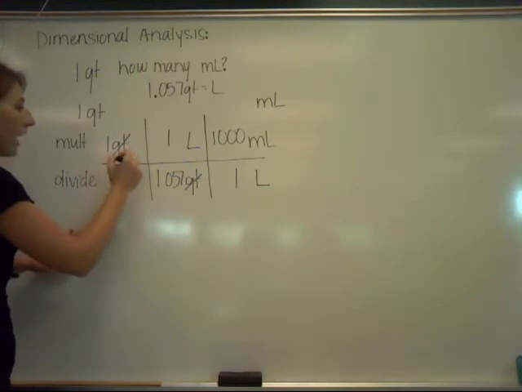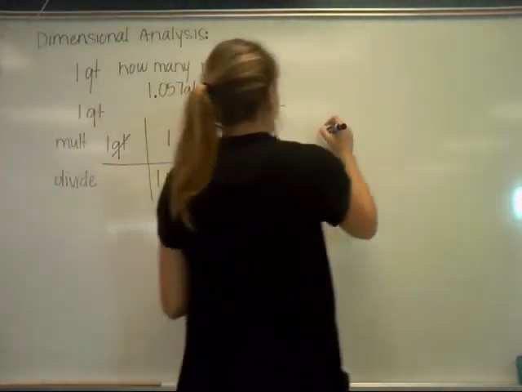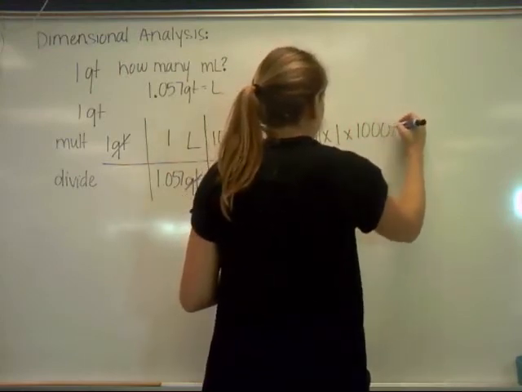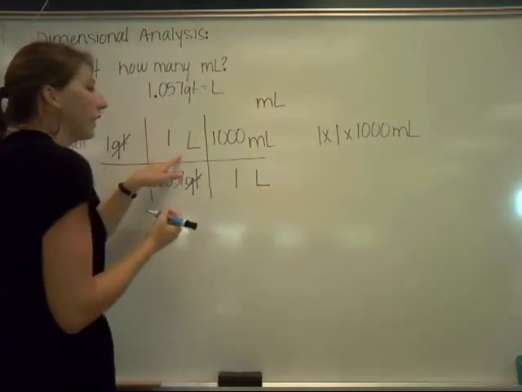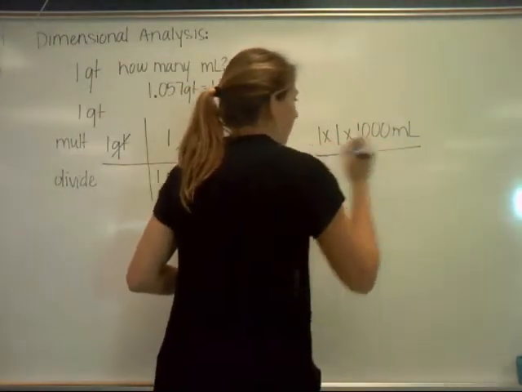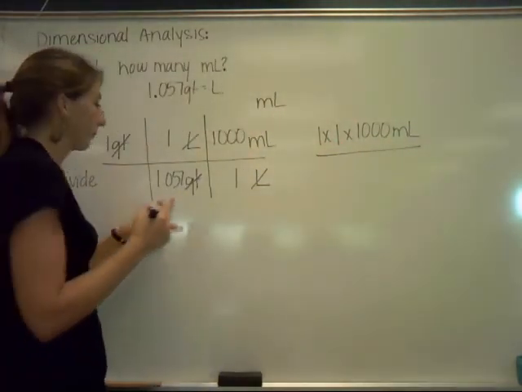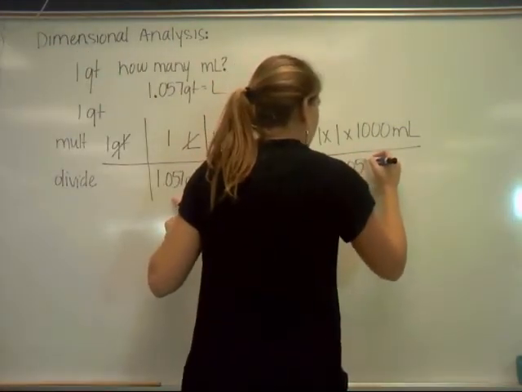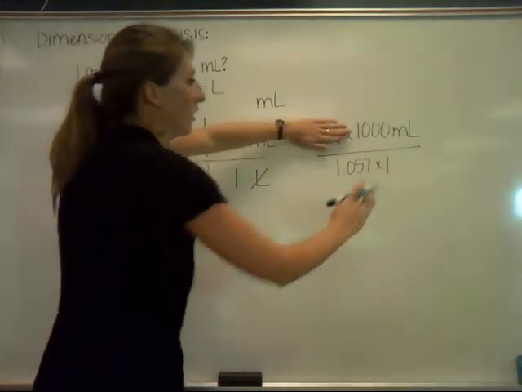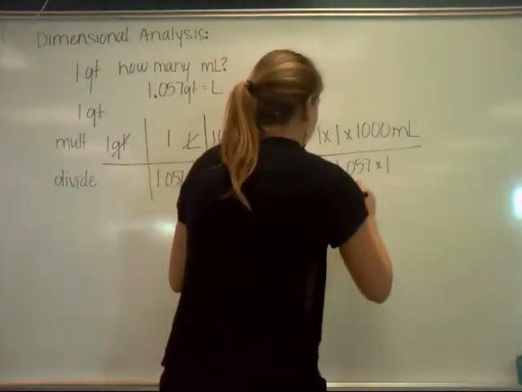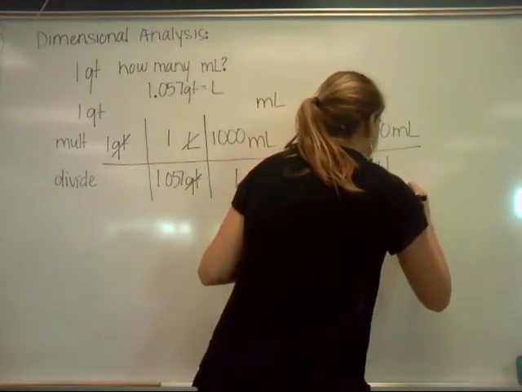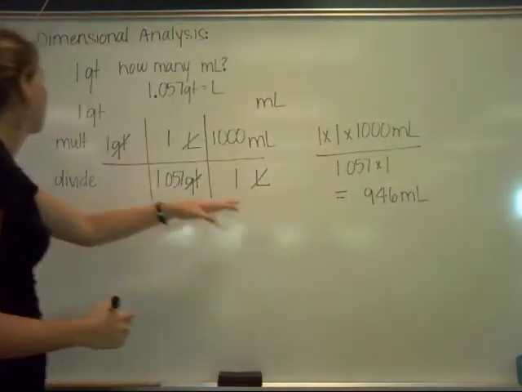Okay? Now I'm going to take everything on the top and multiply 1 times 1 times 1,000 milliliters. The reason I did not write liters was because this L and this L cancel out. Okay? That's everything on the top. Now I just have to look at everything on the bottom. 1.057 times 1. Okay? You could really get rid of these ones. And then you'll get your answer. That is 946 milliliters is equal to 1 quart.